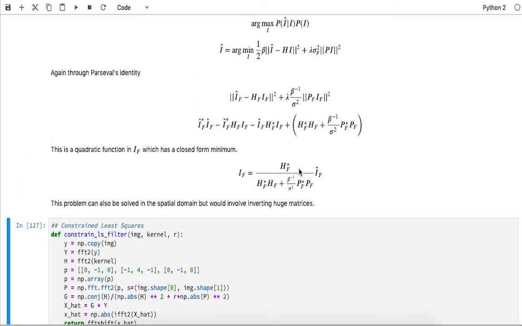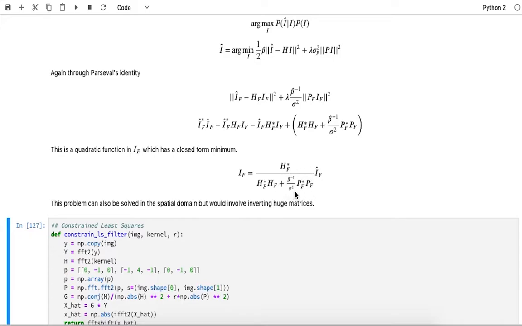So what I got is H conjugate divided by the same thing as we got in the Wiener filter, if you remember. The Wiener filter plus what extra we got was, instead of k in the Wiener filter, which we were tuning, a regularization term here.